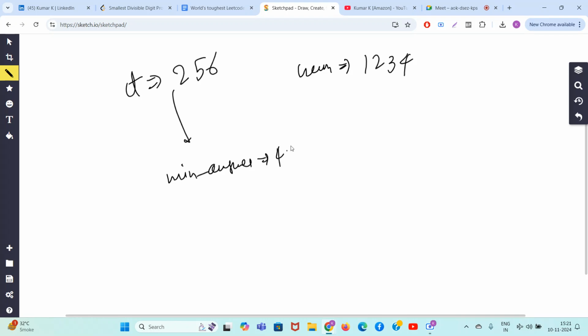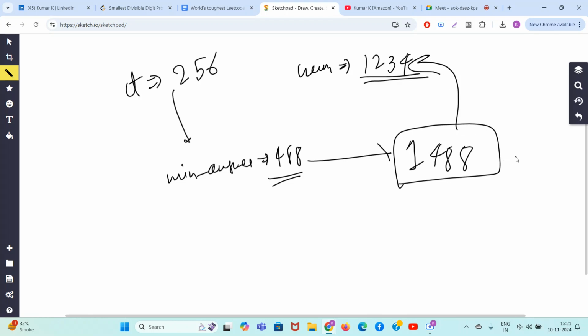For example, t is 256, num is 1234. In this case, what happened? The minimum answer is coming as 488. But 488 is not greater than or equal to num, and the question is saying get a number greater than this, which is valid. So here you add a 1 in the start because it does not change the product, and 1488 is bigger than this. But this is just one of the strategies mentioned here. There can be many strategies to solve this problem. So how we will do it is the thing we need to think about.